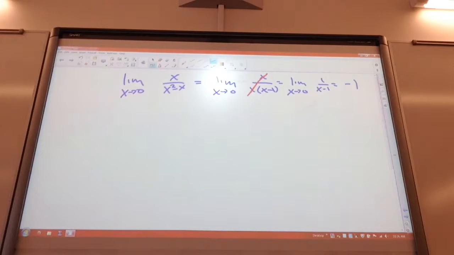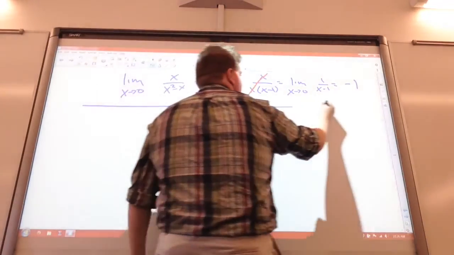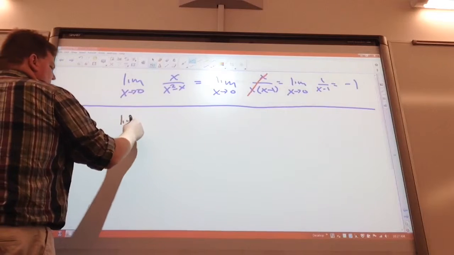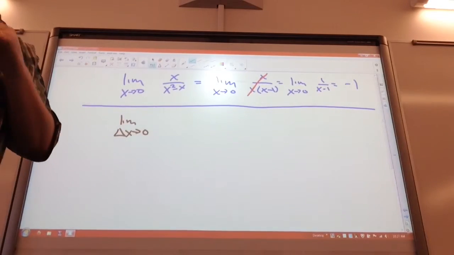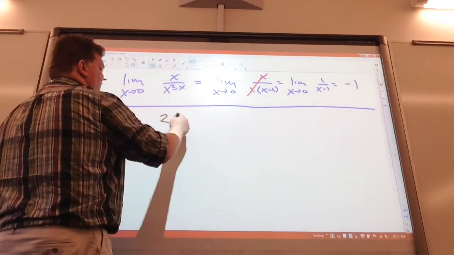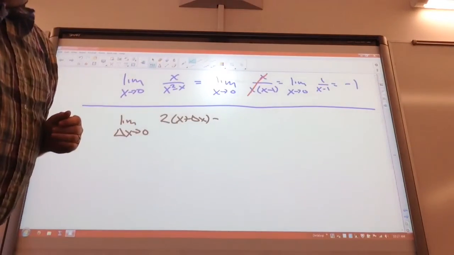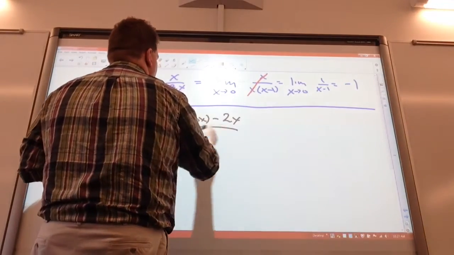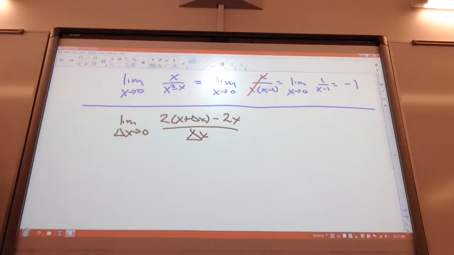Okay, so 61 was the next one. Next problem, 61. We're doing the limit as delta x goes to 0 of 2 times x plus delta x, minus 2x, over delta x. Again, we're going to approach this the same way as before.